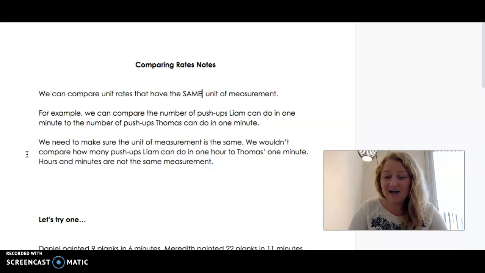So when we find the unit rate and we're comparing two rates, we want to get that unit rate down to a denominator of 1. And remember that we're only going to be comparing things that have the same units of measure. So minutes or hours or days. Those are all examples of units of measure.